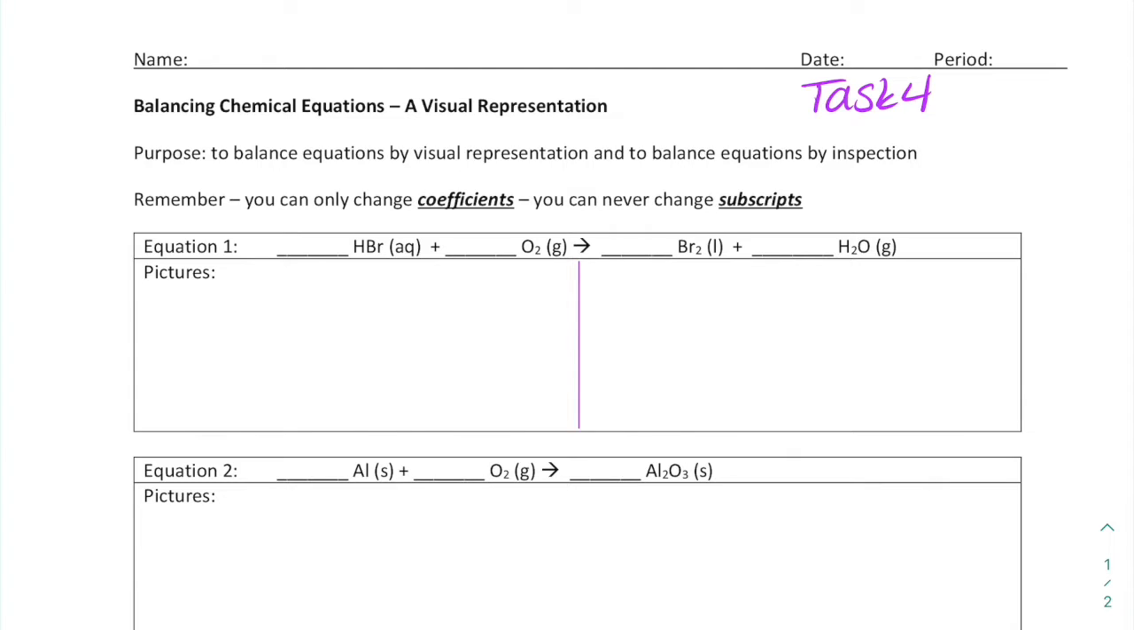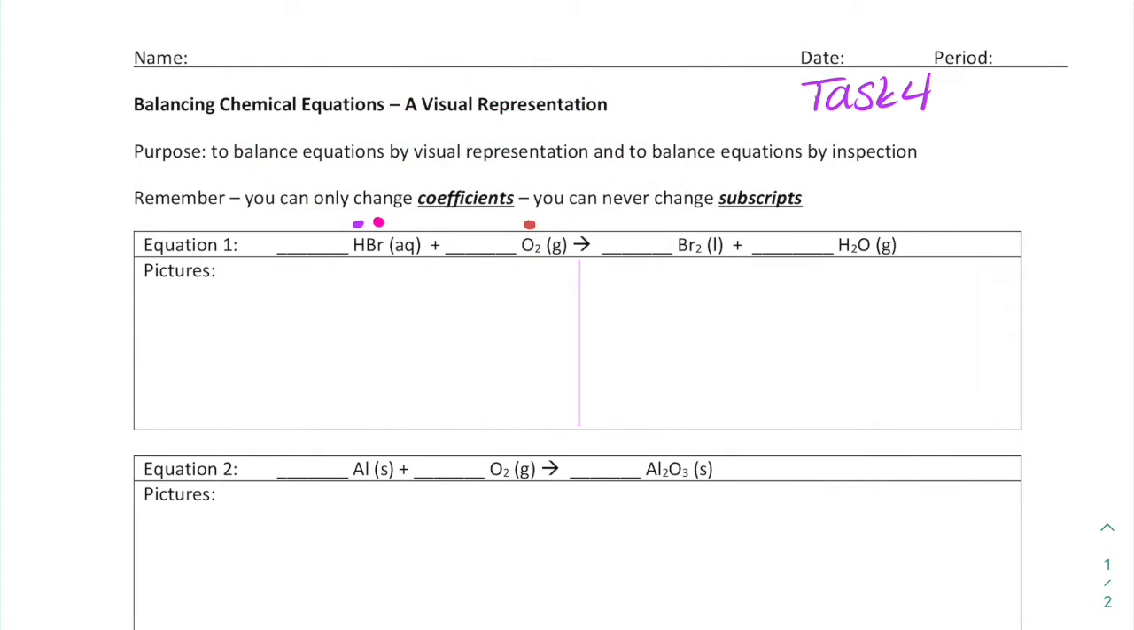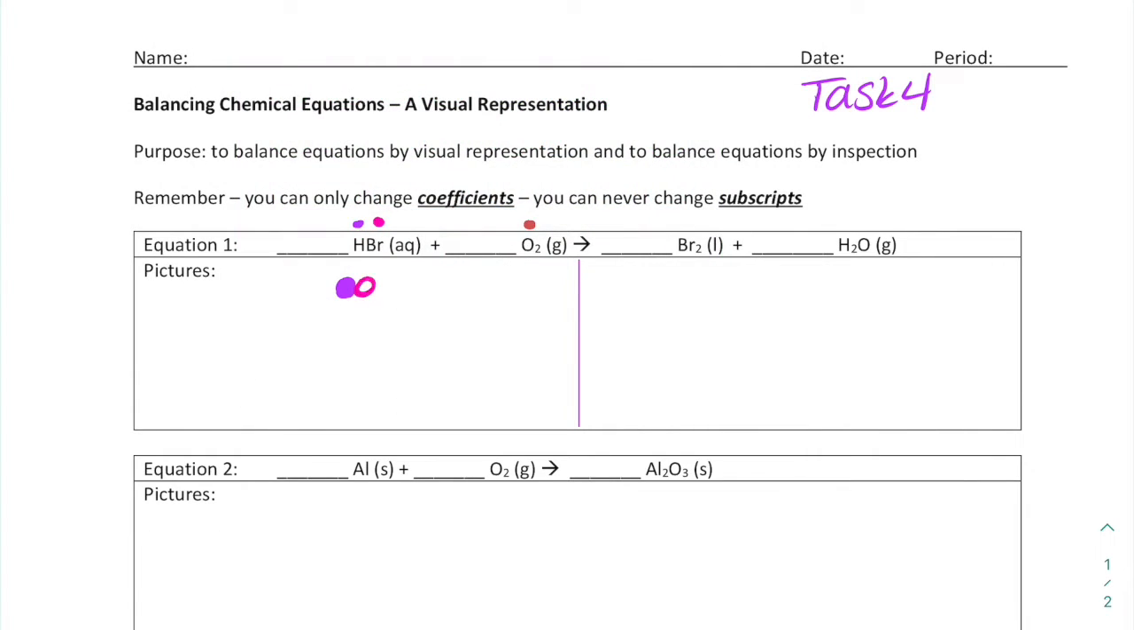Okay, so the first thing we want to do is we have to have our skeleton equation here, so it's not balanced. We just want to draw what we have. So I'm going to go ahead and assign a color to each element. You can use whatever colors you want. So hydrogen and bromine, so that's hydrogen bromide. So you've got 1H and 1Br. Okay, there's no subscripts, so it's a 1 and 1.